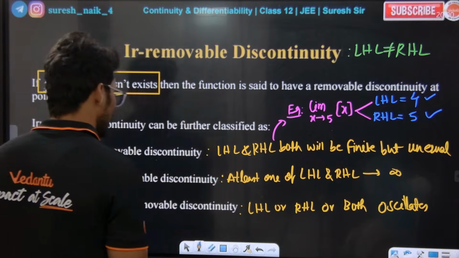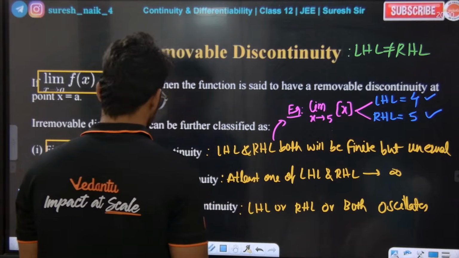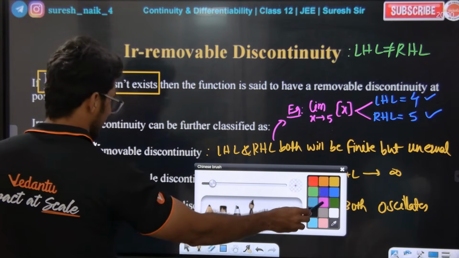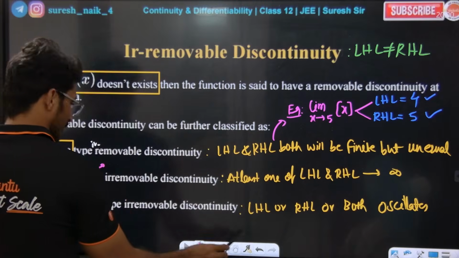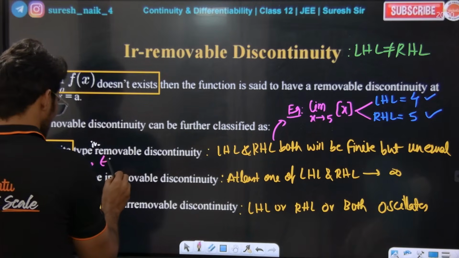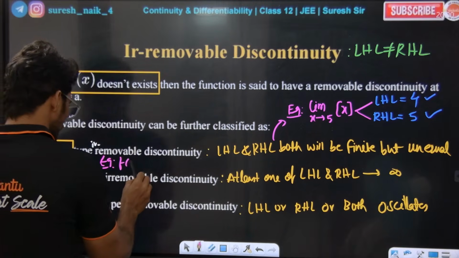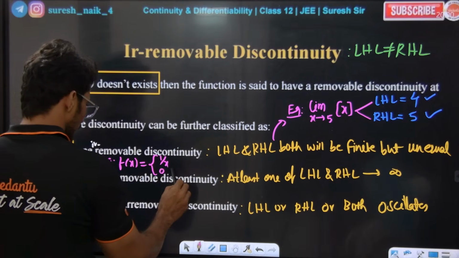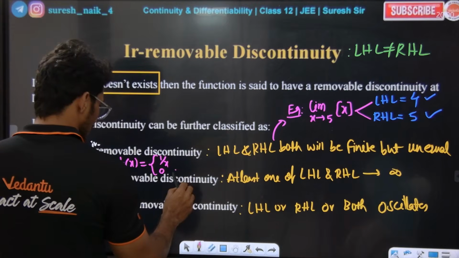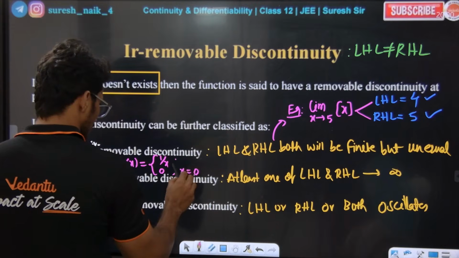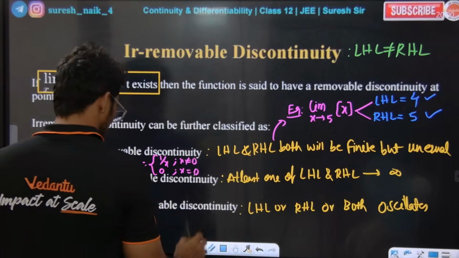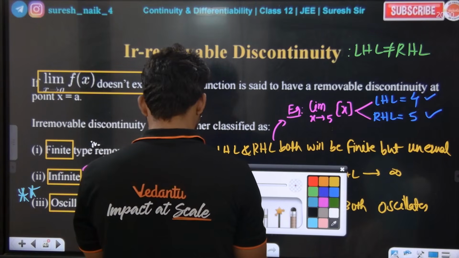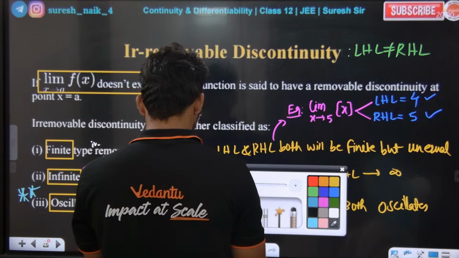Next, sir, what is the infinite type? Let me give one example. Look at the board. F of x is equal to 1 by x when x is not equal to 0, and 0 when x is equal to 0. Can you see this example or not? Sir, now I'll do one thing. Very simple, very simple.